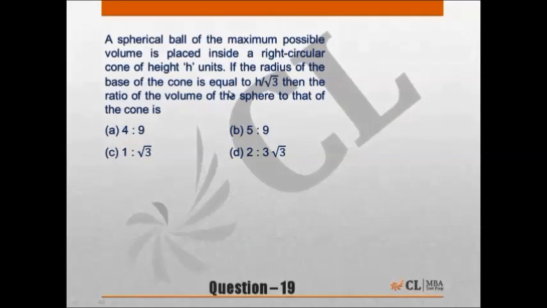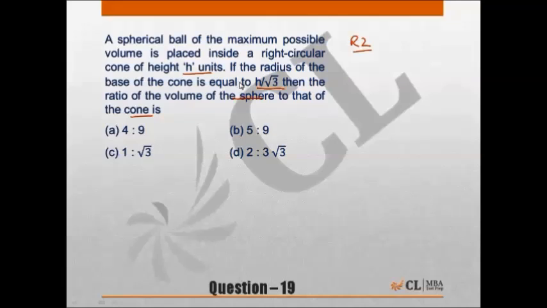Question 19. A spherical ball of maximum possible volume is placed inside a right circular cone of height h units. The radius of the base of the cone is equal to h by root 3. Then the ratio of the volume of the sphere to that of the cone is. Okay. Round 2 question. A figure has to be made. It would take time, and some amount of calculation would be there. So for me it's a round 2 question. But when I come to round 2, let's see how we solve this.